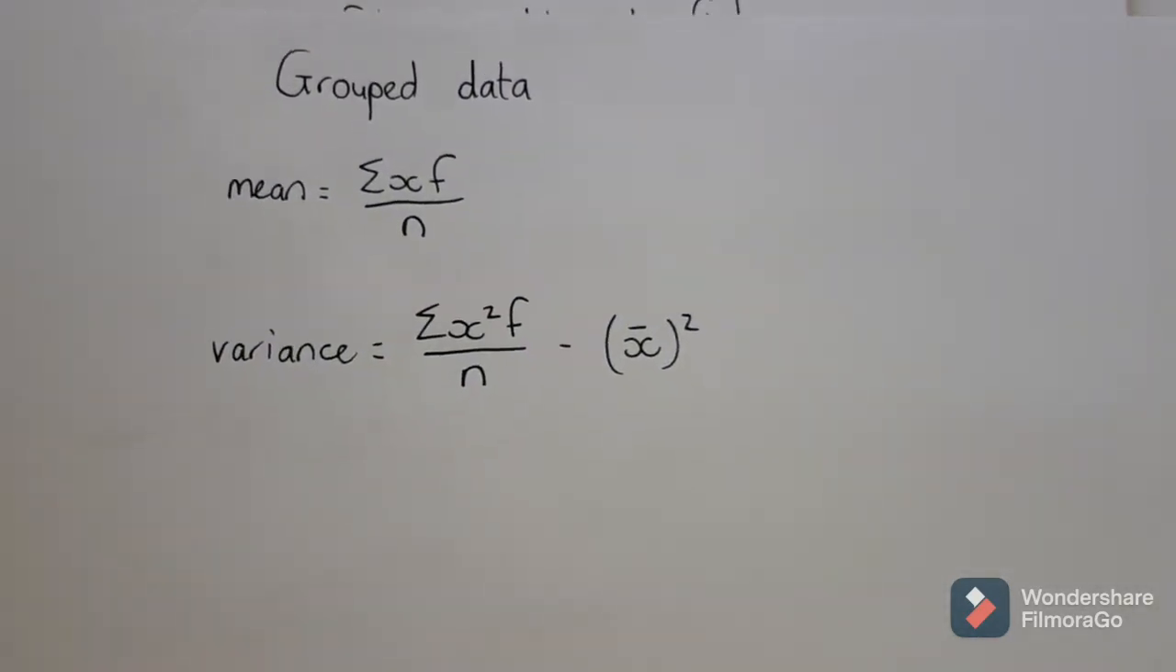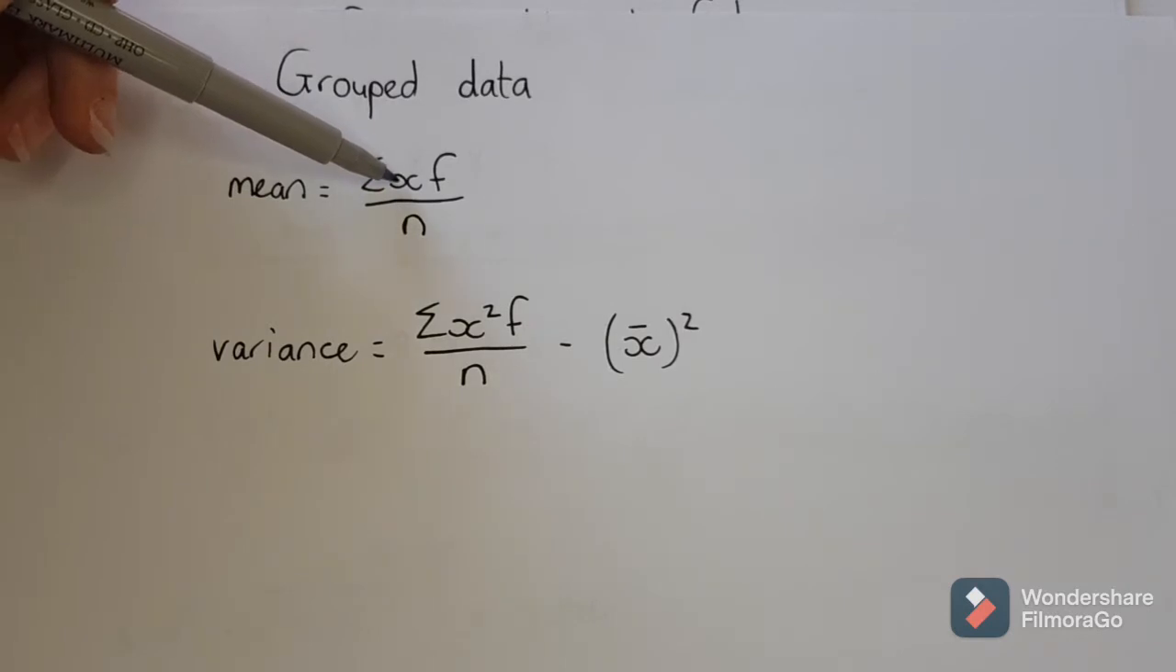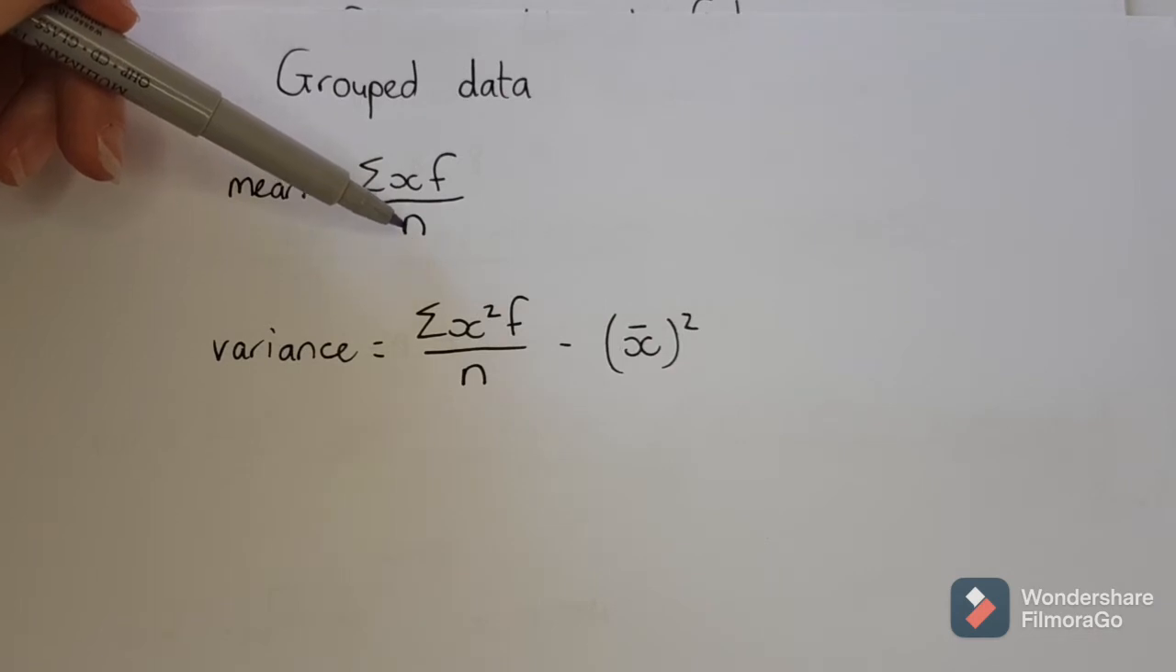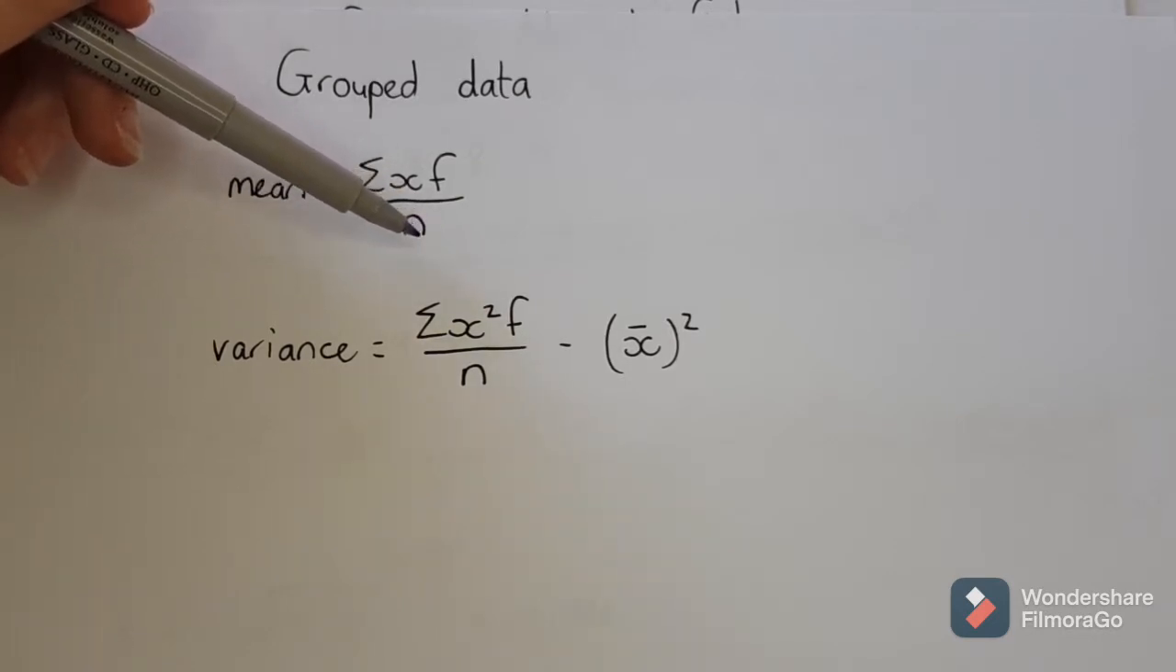So for grouped information that we have, we're going to say our mean would be the sum of x times f. So the sum of each individual x value times the frequency of that value over n, and n is then going to be the total frequency in the table. When you add them all up, because that's the total amount that we sampled.